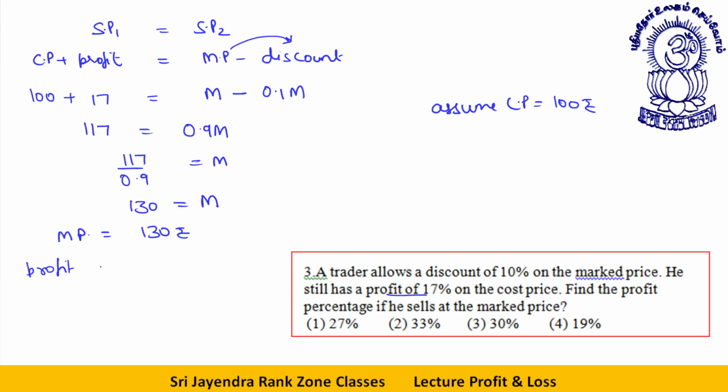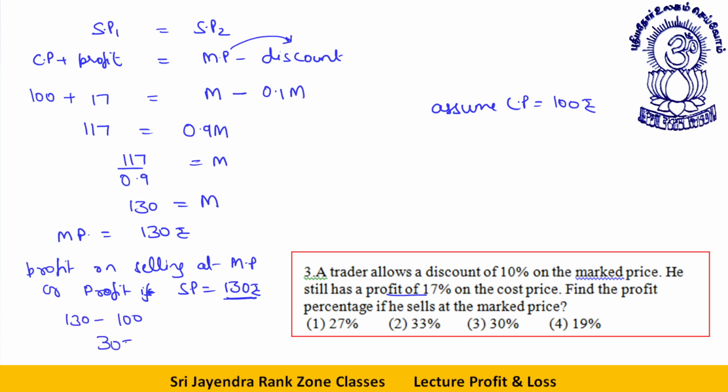Profit on selling at marked price, or profit if SP is equal to 130 rupees, that will be 130 minus 100, 30 rupees or 30%. This is your answer.